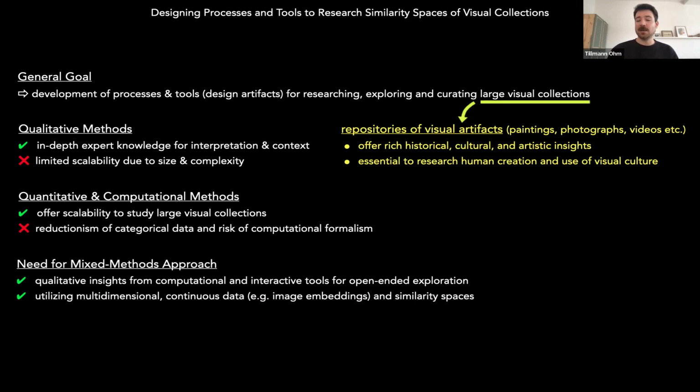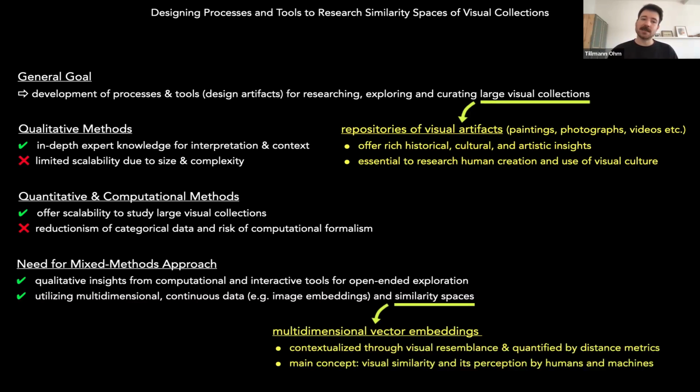So one promising direction is to work with continuous multidimensional data, such as image embeddings, and these embeddings allow us to investigate what I call similarity spaces. And by similarity spaces, I mean multi-dimensional vector embeddings that are interpreted through visual resemblance and quantified by distance metrics that measure proximity in the embedding space. So this makes visual similarity and how it is perceived by humans and machines one of the main research topics of my dissertation.